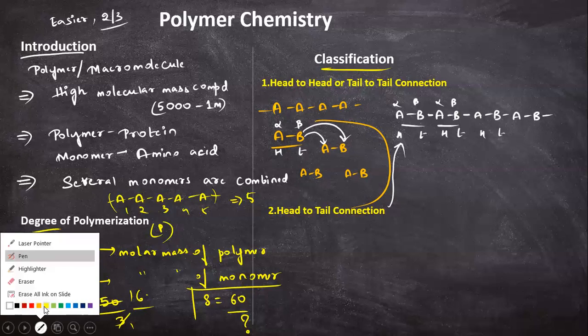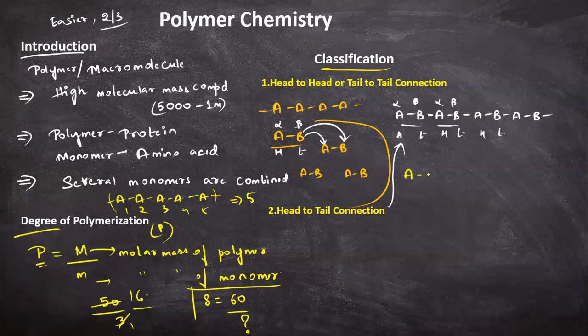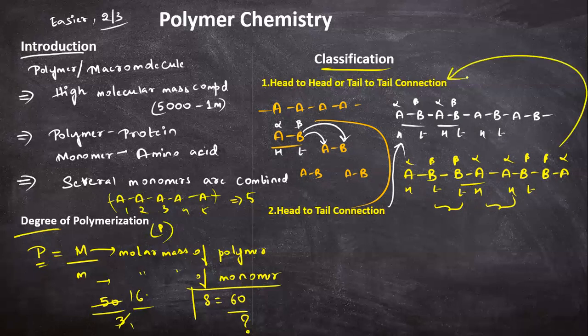Now, next one is this type. Let me consider this monomer unit AB. This is alpha, this is beta, this is head, this is tail. If this B is again connected to this B, next comes A only. This is another monomer unit. A is connecting to A itself. So B is connecting to B, and A to A, like that. So this is beta, alpha, alpha, beta, beta, alpha, like that. So this is tail, this is head. Alpha is head, this is tail. So this connection, if we see, is tail to tail. This one is head to head. So this example is of the type head to head or tail to tail connection. Getting clear, everyone? Yes. So these are the two types of classification based on the connection.